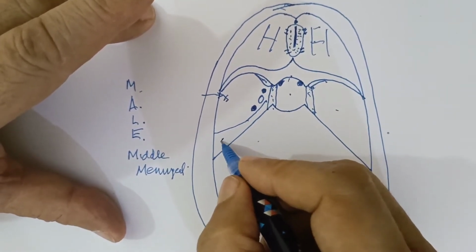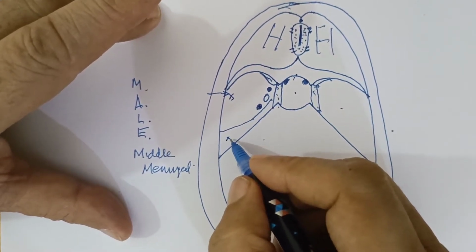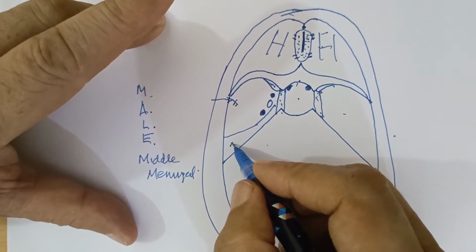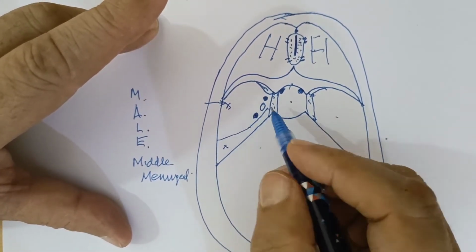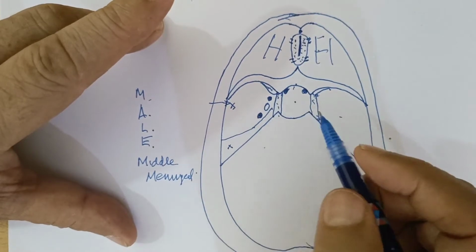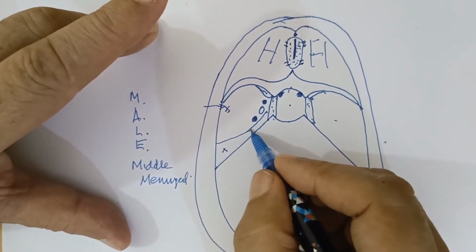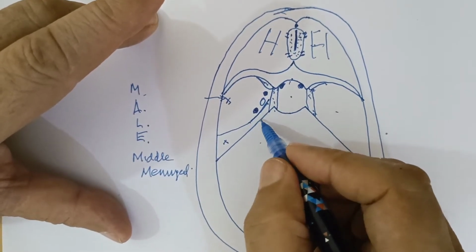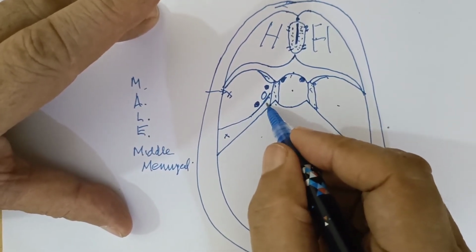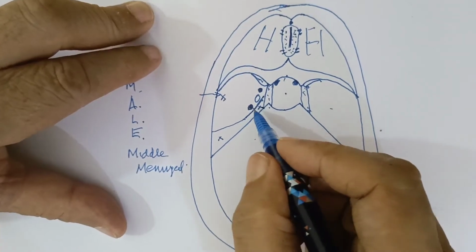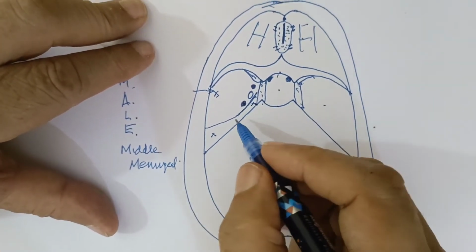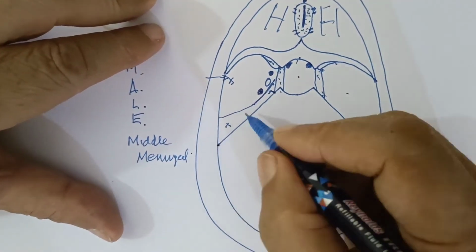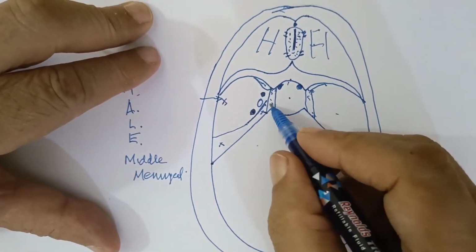This tegmen tympani, if it ruptures, then the pus in the mastoid cells in chronic suppurative otitis media reaches the middle cranial fossa and can form a temporal lobe abscess. In this trigeminal impression, you have the trigeminal ganglion of the fifth nerve, which lies in this trigeminal impression. So this finishes the middle cranial fossa.